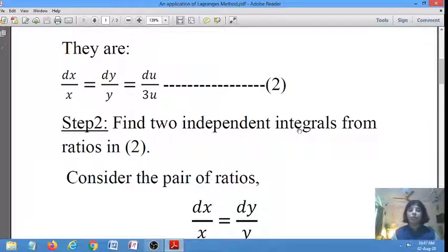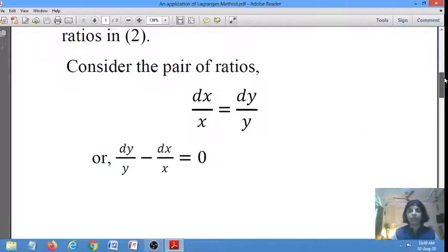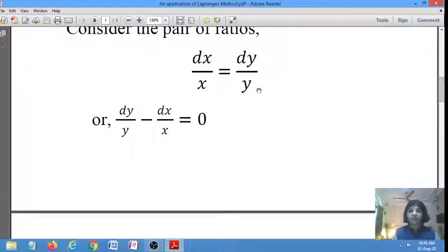So let me find the first independent integral. I consider the first two ratios, dx by x is equal to dy by y, and these are the ratios that I have considered. Now this can be easily integrated because this is a first order ordinary differential equation. This can be solved in whatever manner you feel like, but I'm just solving it easily by integrating.